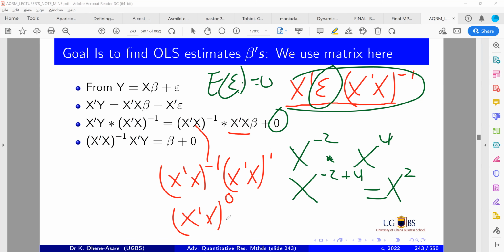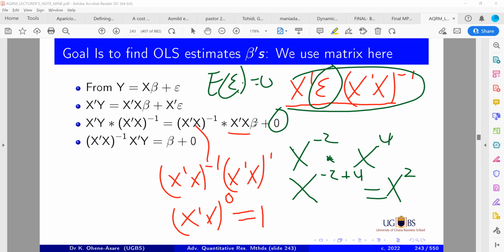And any number raised to the power 0 is what? Just shout the answer for me. Emmanuel, any number raised to the power 0 is what? 1. So now you have 1 for the right-hand side.